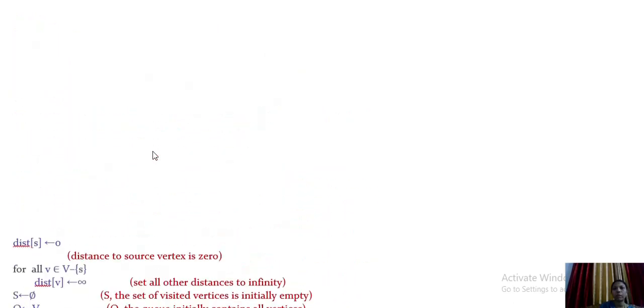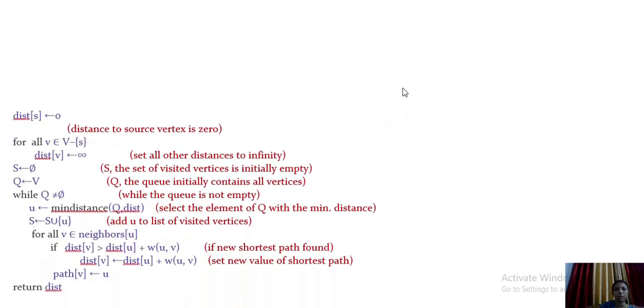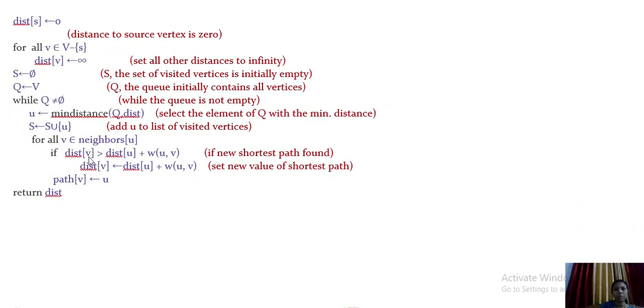So we already know we will be calculating the distance by this formula, right? So that formula is available here. If the distance of V is greater than the distance of U plus the weight of (U, V), then we have to update the distance of V with this new weight. So that is what we are assigning. If the new weight is lesser than the distance already available, then we will be updating this new distance to this vertex V. So this will be repeated, and then we are assigning this U, the selected vertex, to the path of V.